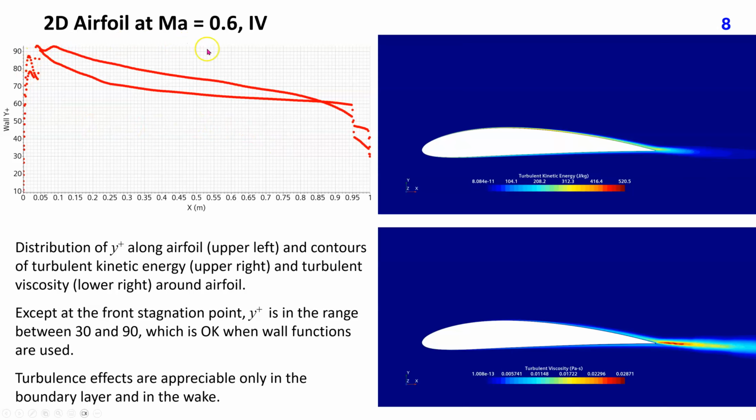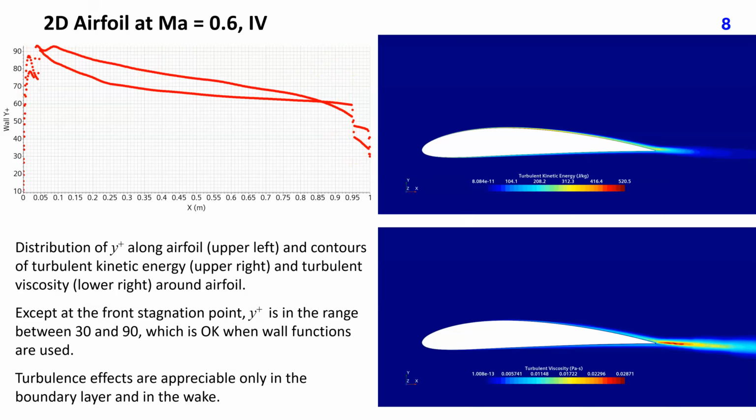This plot shows the distribution of y plus along airfoil. Except near the front stagnation point where the velocity tends to 0, y plus is in the range between 30 and 90, which is acceptable when wall functions are used. Note sudden drops in y plus at these locations, which correspond to locations where prism layers in the grid were made thinner.